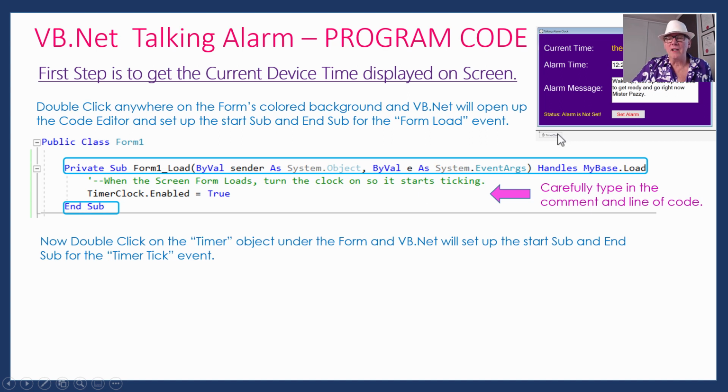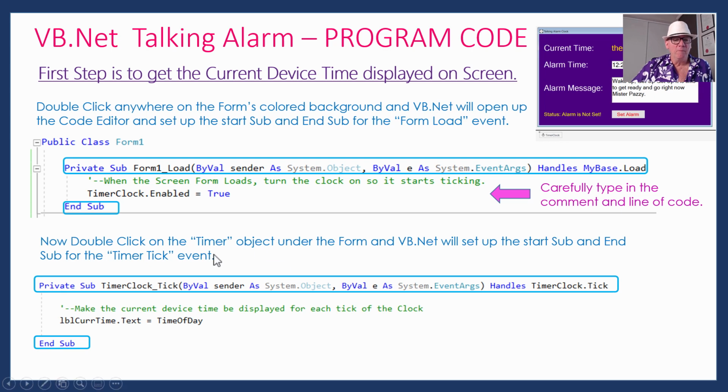Now the next step is underneath your form, see up in the right hand corner here, you've got the timer clock. So you need to double click that timer clock, and we need some code on that. So this is for every tick of the clock. So we have VB.NET writing this for us. So when we double click the timer clock on the form, it'll write this code for us.